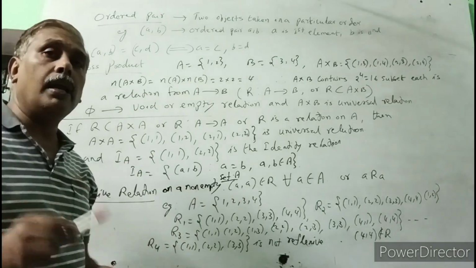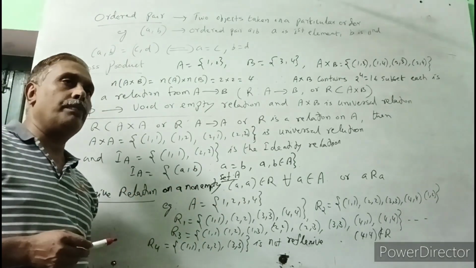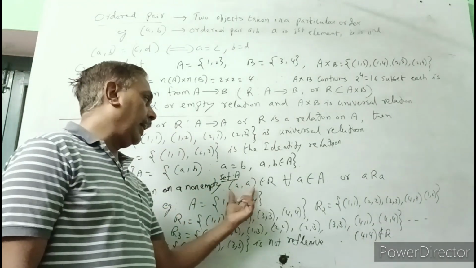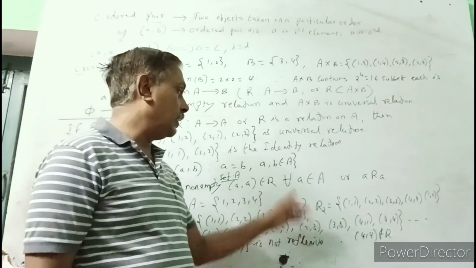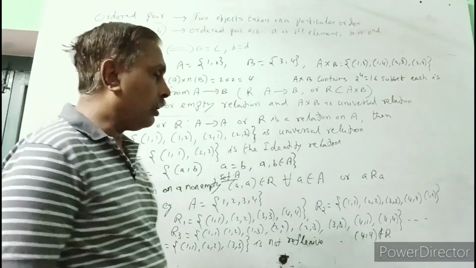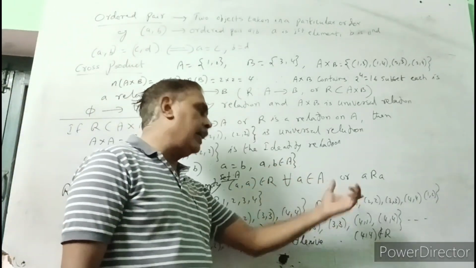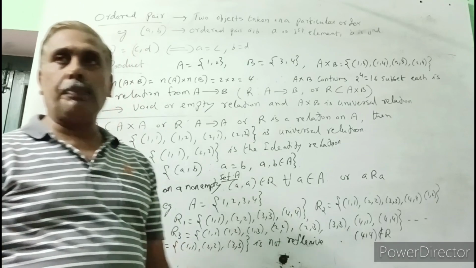Non-empty set A means a minimum of one element must be there. A reflexive relation on a non-empty set A: if you want to say it is reflexive, (a, a) belongs to R for all a belongs to A. This symbol is for denoting "for all". It means for any element present in A, the equal element pair must be present.